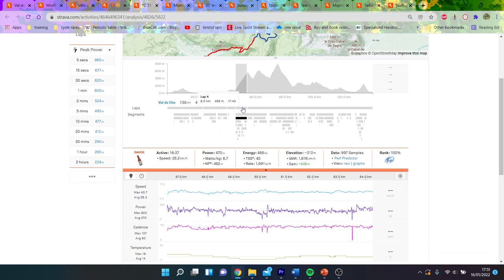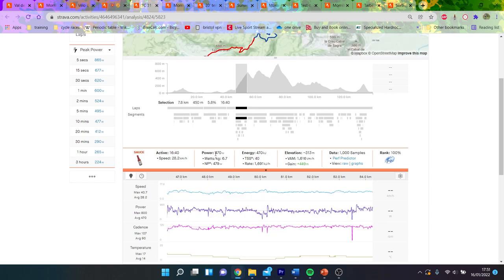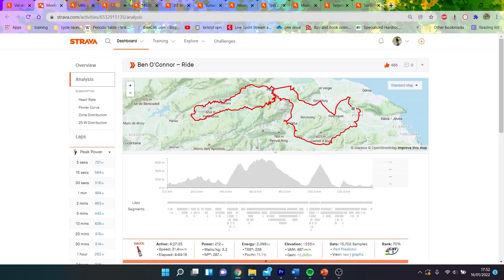So he did about 6.5 watts per kilo, but obviously was sitting on and stuff, because he said he was 71 kilos on the day. He did 470 watts, which is very, very impressive, but actually not as crazy as other numbers we've seen. So they did the same climb today.